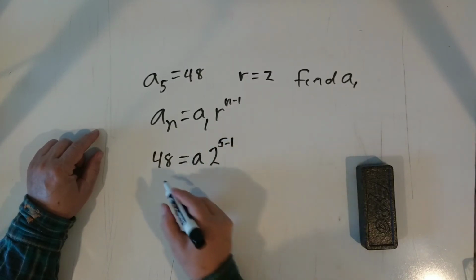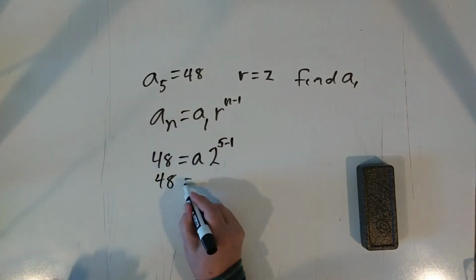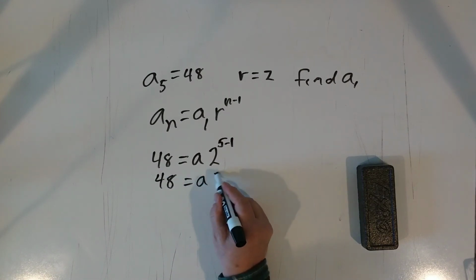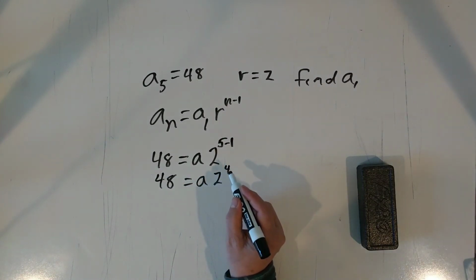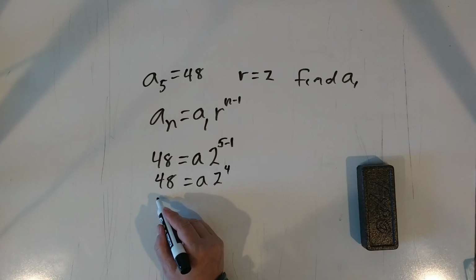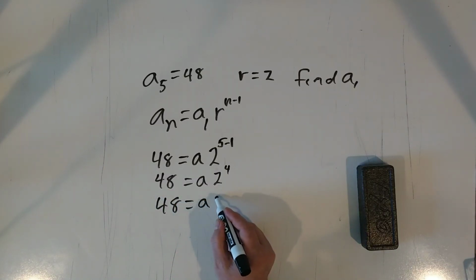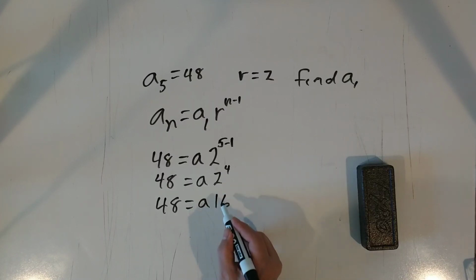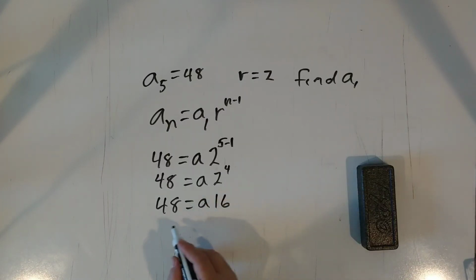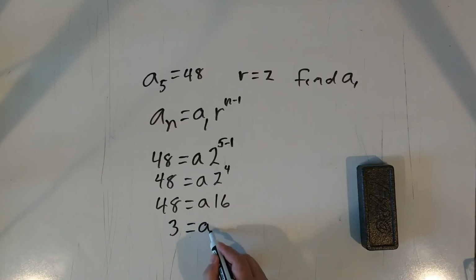So this means that 48 equals a times 2 to the 4th power. So 48 equals a times 16. And dividing by 16, 3 equals a sub 1. And so we were able to find the first term. This should give you an opportunity to complete a major part of your assignment.